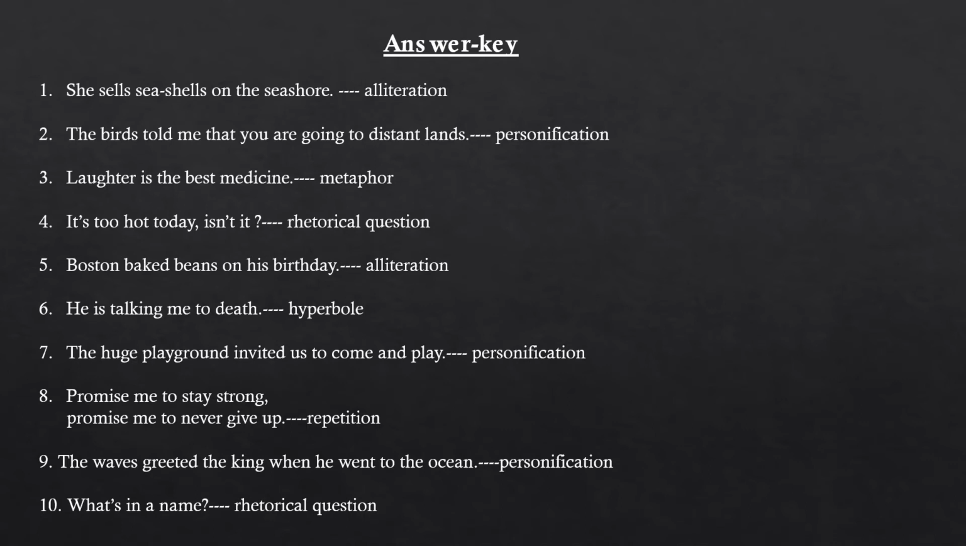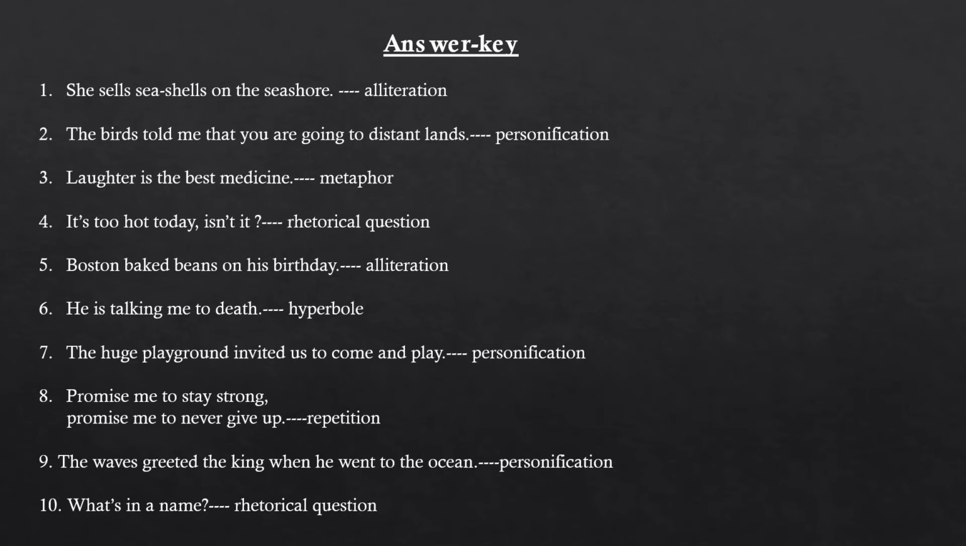The seventh sentence, the huge playground invited us to come and play. Now, this is an example of personification because an inanimate object, that is the playground, has been given a human quality. It is inviting us to come and play. Human beings are only capable of inviting each other, right? So, this is an example of personification.